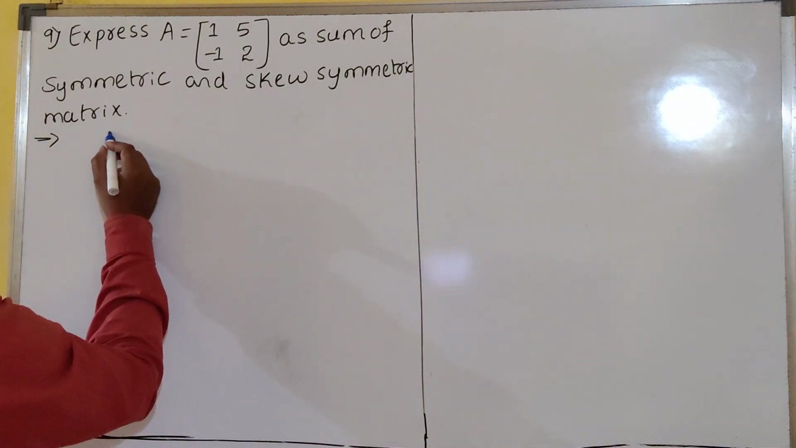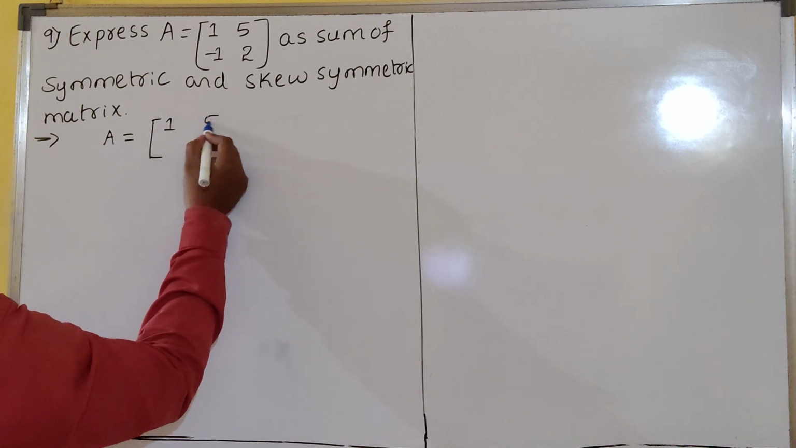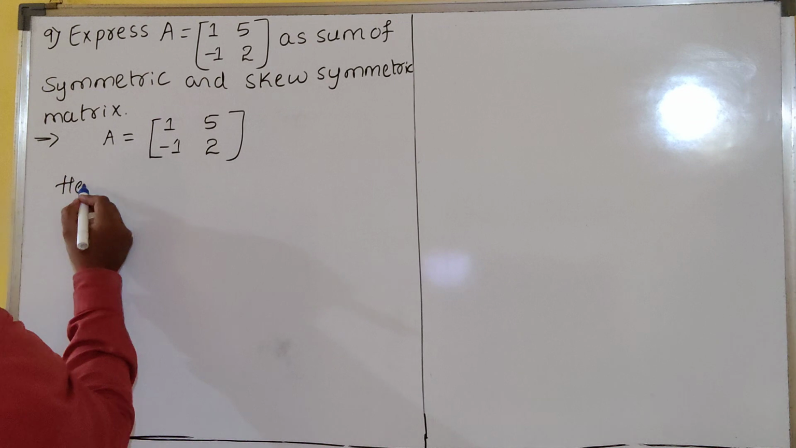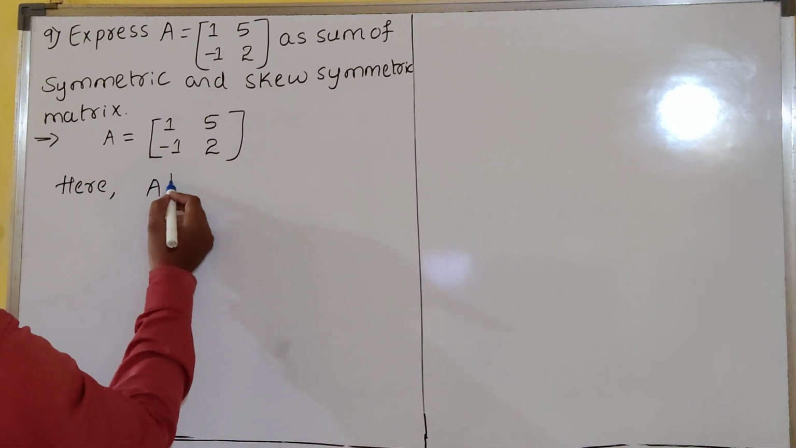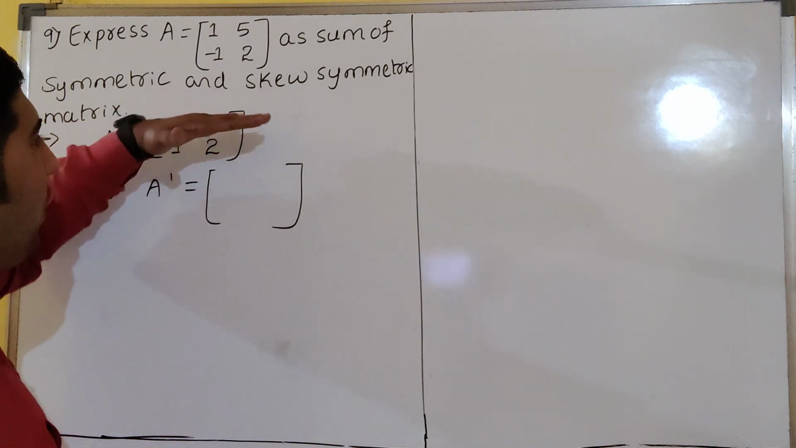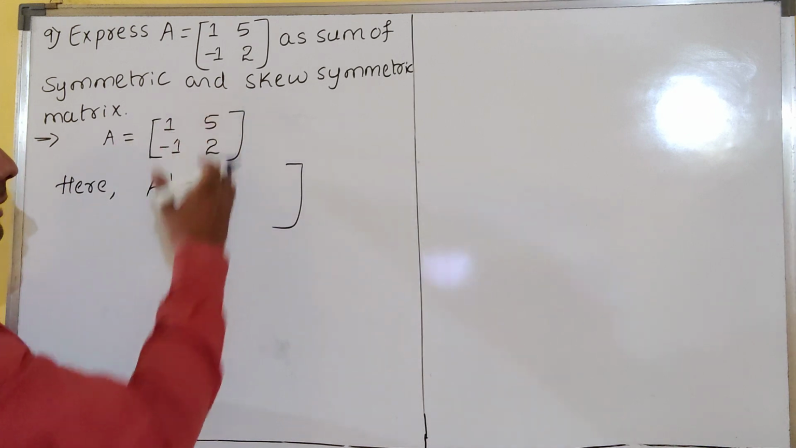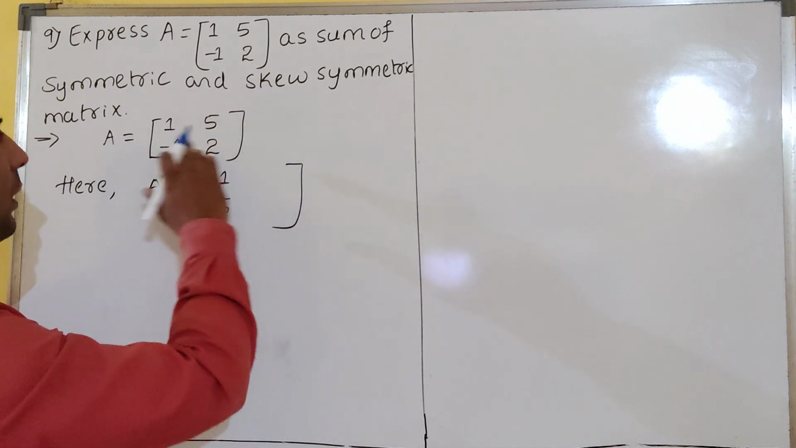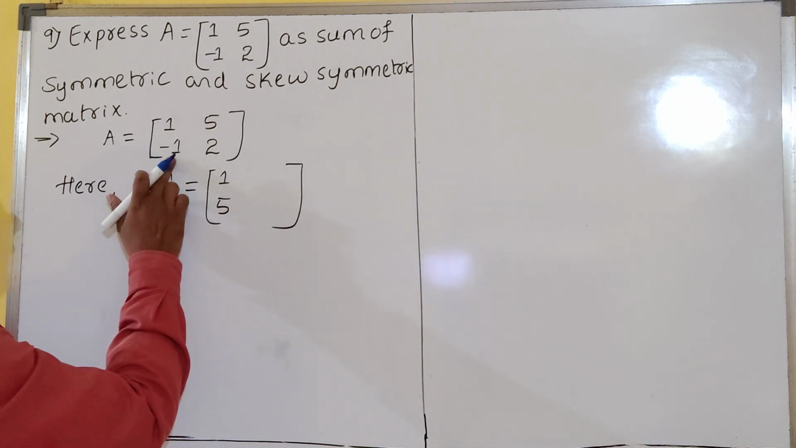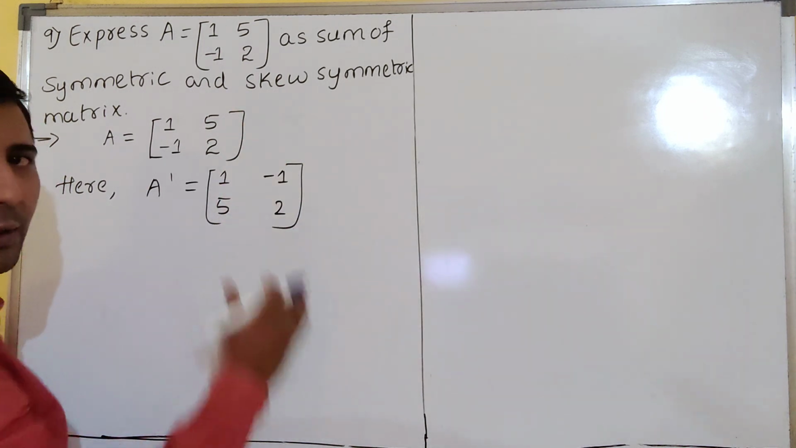First you write given, that is A is equal to [1 5; -1 2], dear students. Here A transpose is what? Now see, how to write A transpose? Transpose means rows become columns and columns become rows. First row is 1 5, that has become the first column. Second row is -1 2, that will become the second column. Can you see the second column?